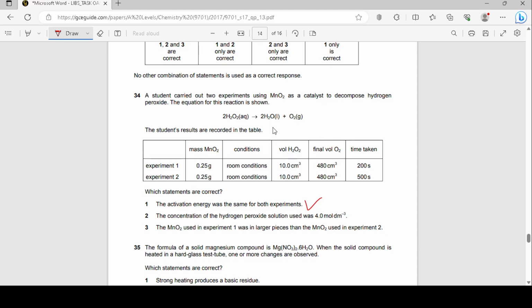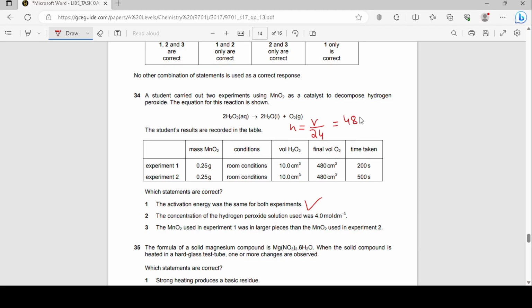Let me just check. So C equals n by V, and the moles are, well, they've not given you the moles actually. So let me use the volume of oxygen that they're giving you. Oxygen is 490 cubic centimeters, and then that means n, the moles of oxygen, because it's a gas, is V over 24, and then that's going to be 480.